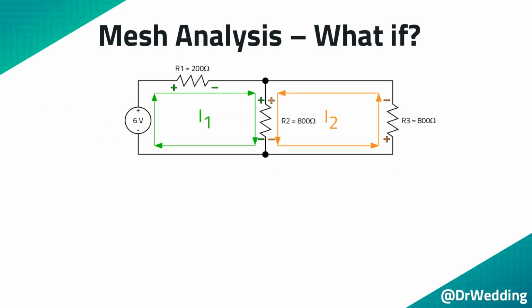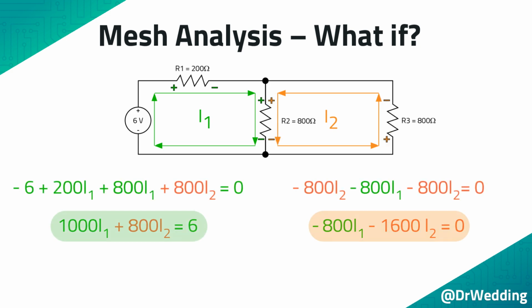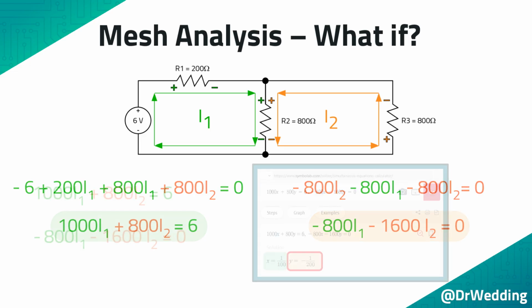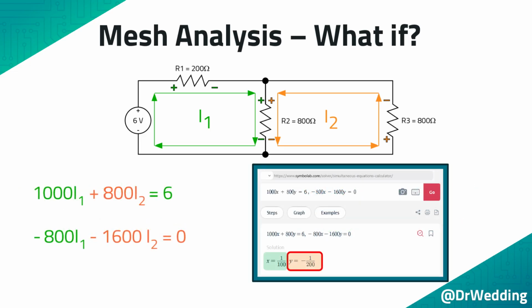Assume you had chosen the current directions shown below. In this circuit, the orange current I2 is reversed from the previous example. This causes all of the orange plus signs and orange minus signs to switch positions. This would generate two different KVL equations for this circuit. When these two equations are solved, you end up with the green I1 current as a positive value and the orange I2 current as a negative value.